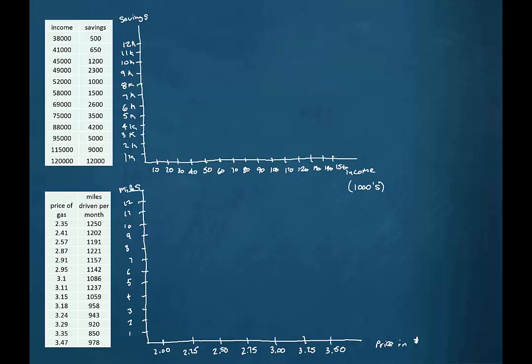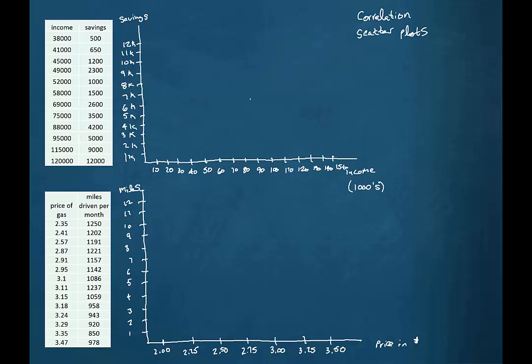We have two data sets here, and what we're going to do is look at the correlation between these variables. In this first data set, we have the variable income and savings. So we have total income for families going from 38,000 up to 120,000, and then the amount that these families were able to save. And what we're going to do with these data sets is create what are called scatterplots.